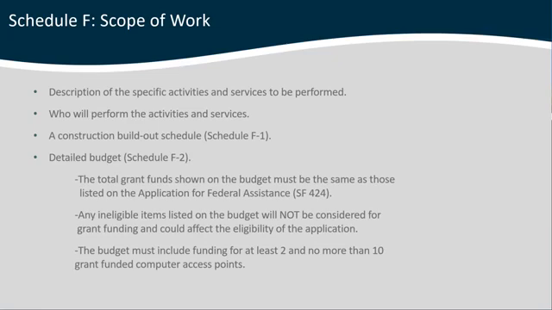The budget must include funding for at least 2 and no more than 10 grant-funded computer access points. So that's a minor change from years past. Previously, you had to deploy those. You didn't necessarily have to use grant funds for it. This year, the notice does specifically require grant funding for at least 2 computers.